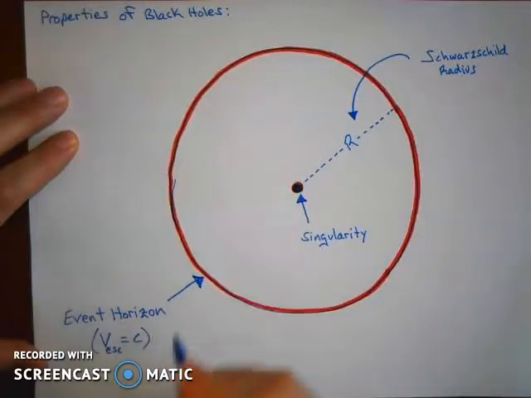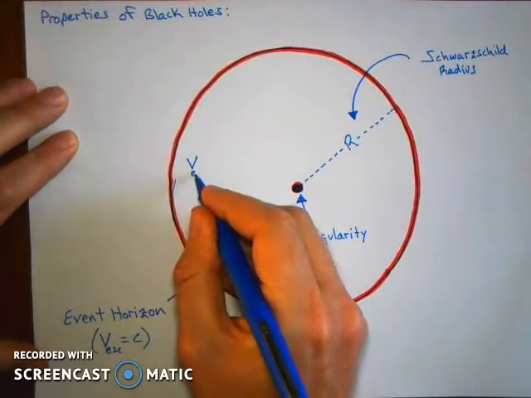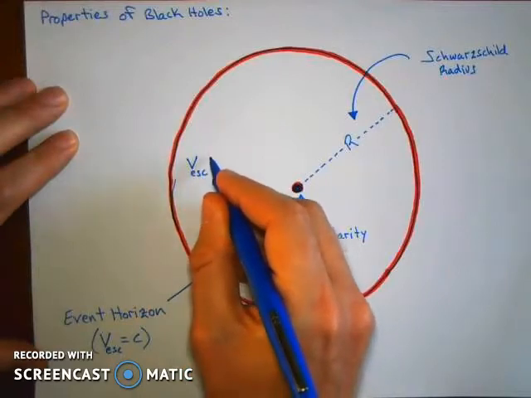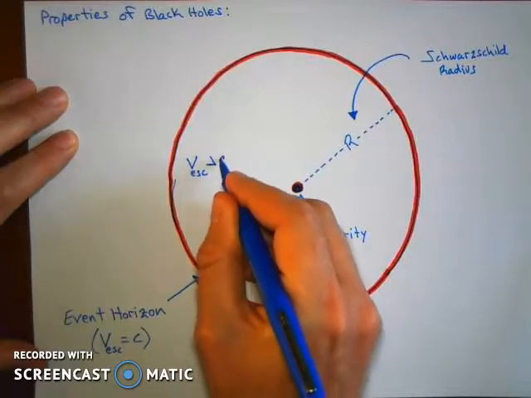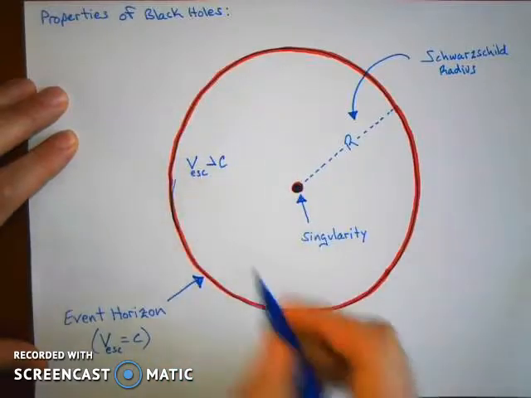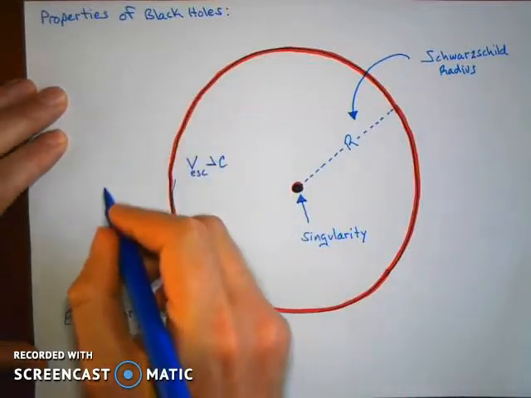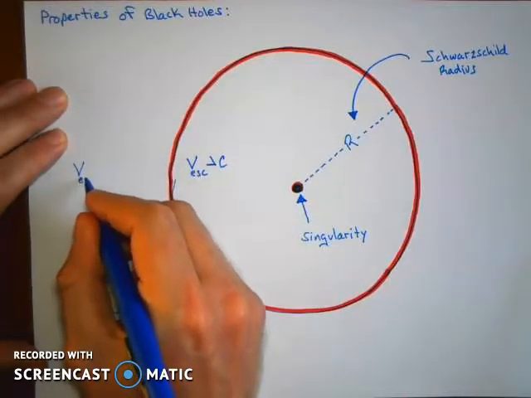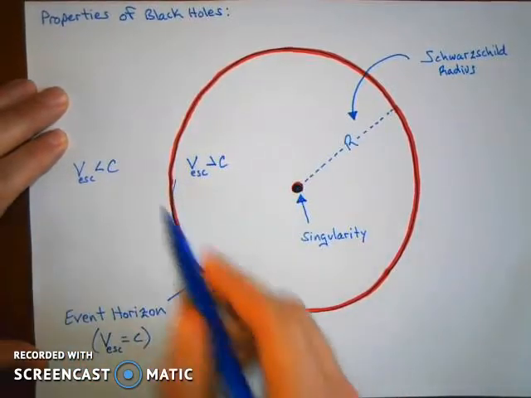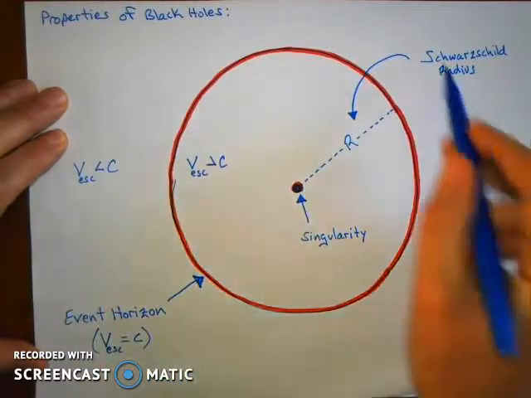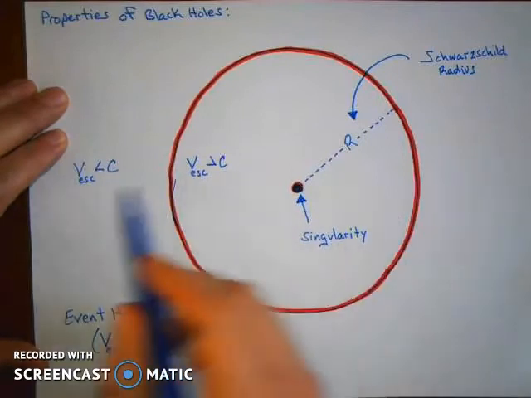Once you're inside the event horizon, then the escape velocity, by definition, exceeds or is greater than the speed of light. And if you're outside the event horizon, then the escape velocity is less than the speed of light. So you can observe all events outside the event horizon. That's why it's called the event horizon. Events outside of that spherical boundary are observable.